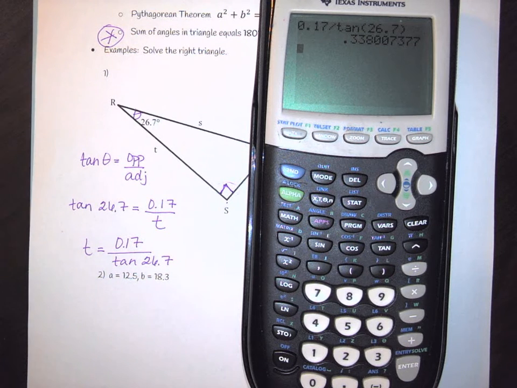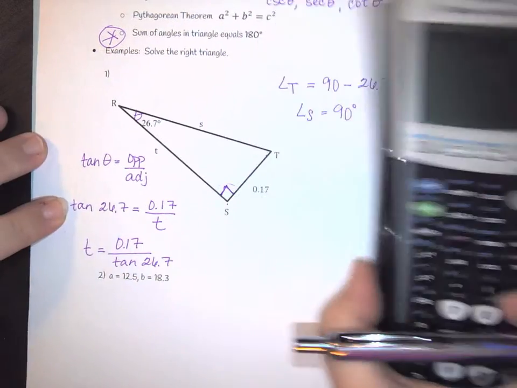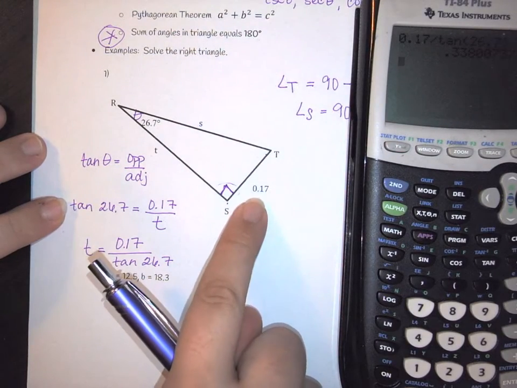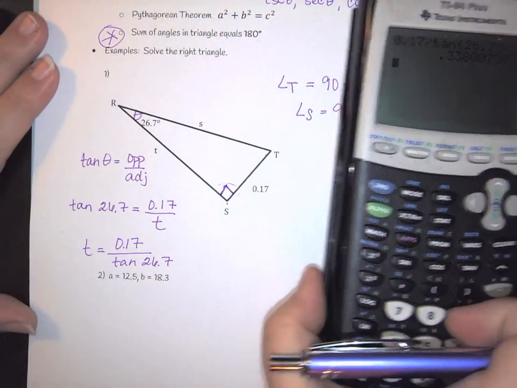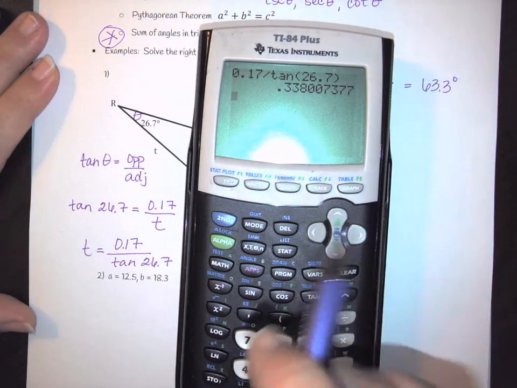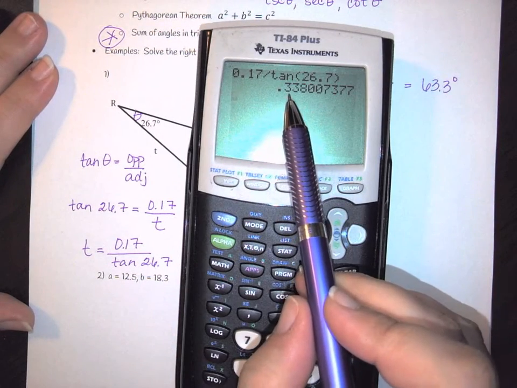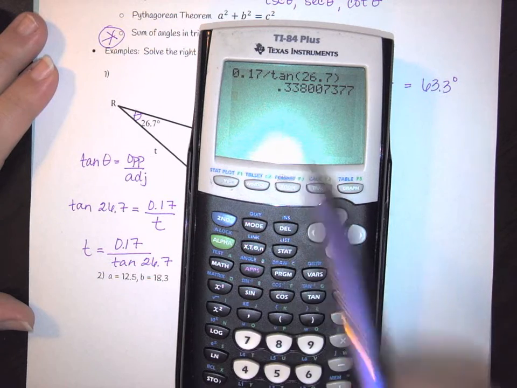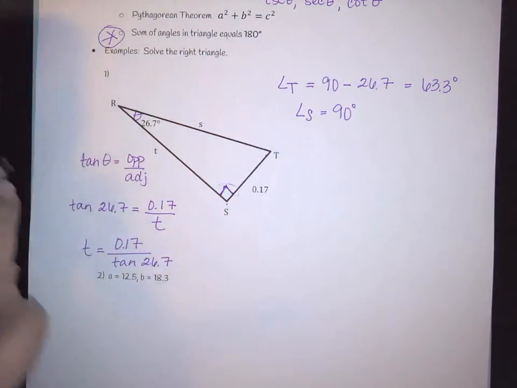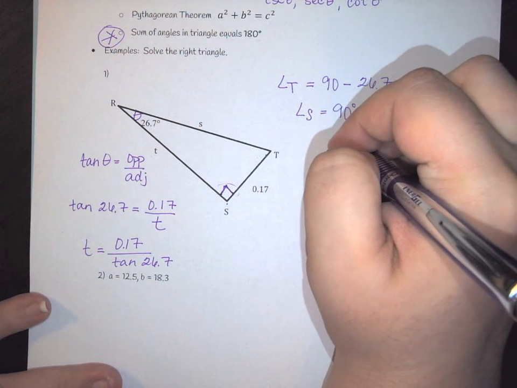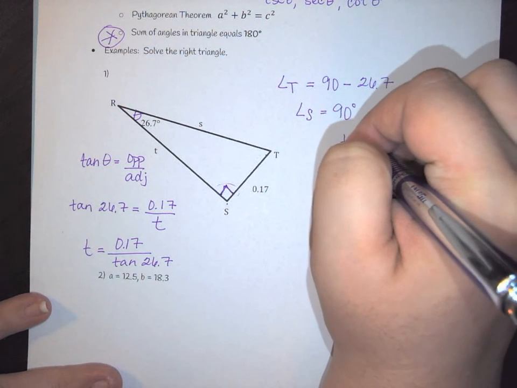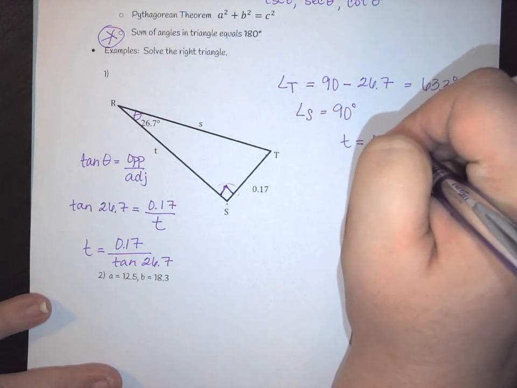Okay, so in this case, since my first side length here only rounds to the hundredths, all of them should match. So in this case, I would take my decimal of 0.338, round that up, and I would say that T is equal to 0.34.